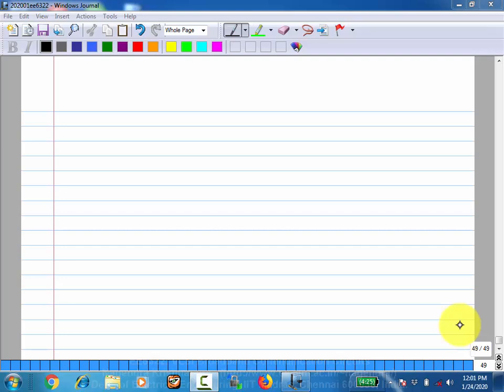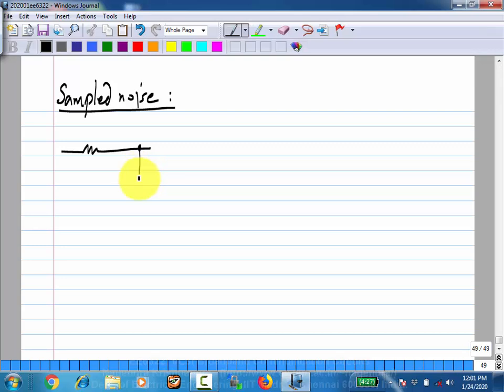Okay, again we'll continue with a few more concepts related to noise before we get back to the actual business of serial communication links. So one of those is sampling the noise. Okay? I will show this as an example, but it can be anything.